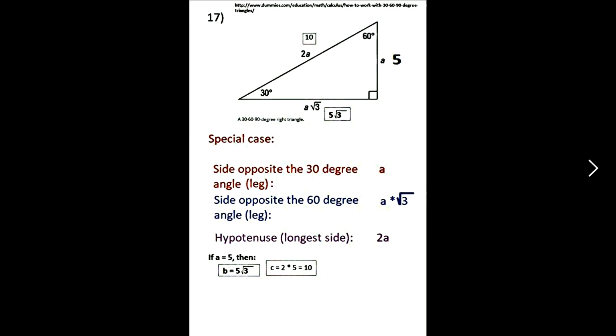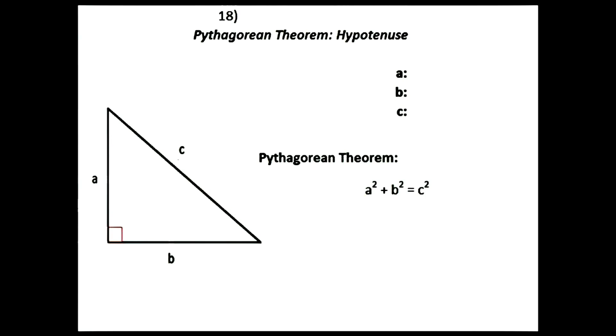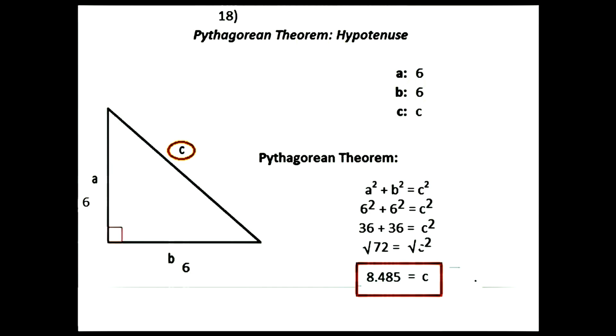Going on to number 18. This is a good old-fashioned triangle where we know A and B, and we're looking for the hypotenuse. So we're looking for C. A and B this time are 6 and 6, and this time we're talking about feet. So A is 6, B is 6, so what's C? A squared plus B squared equals C squared. 6 squared plus 6 squared equals C squared. 36 plus 36 equals C squared. 36 and 36 is 72. Take the square root of both sides, and you end up with 8.485 feet. That's our C, and that's what we end up with.